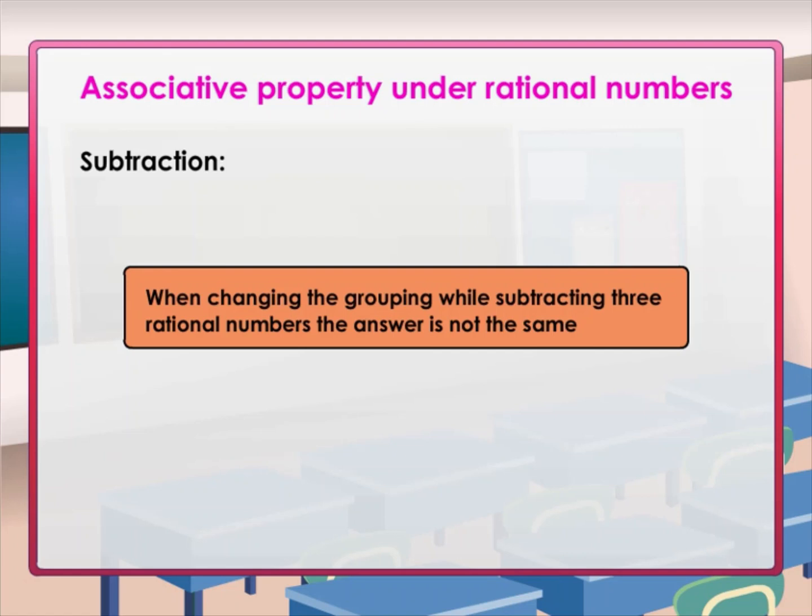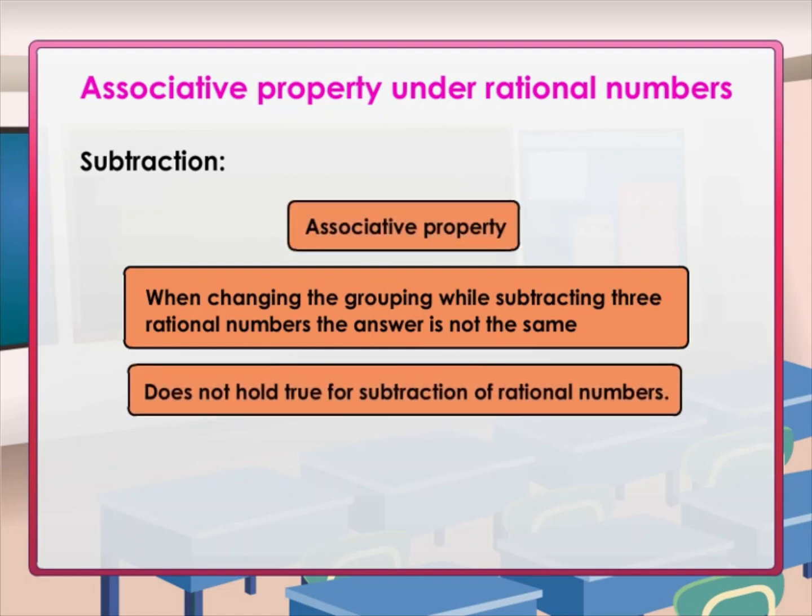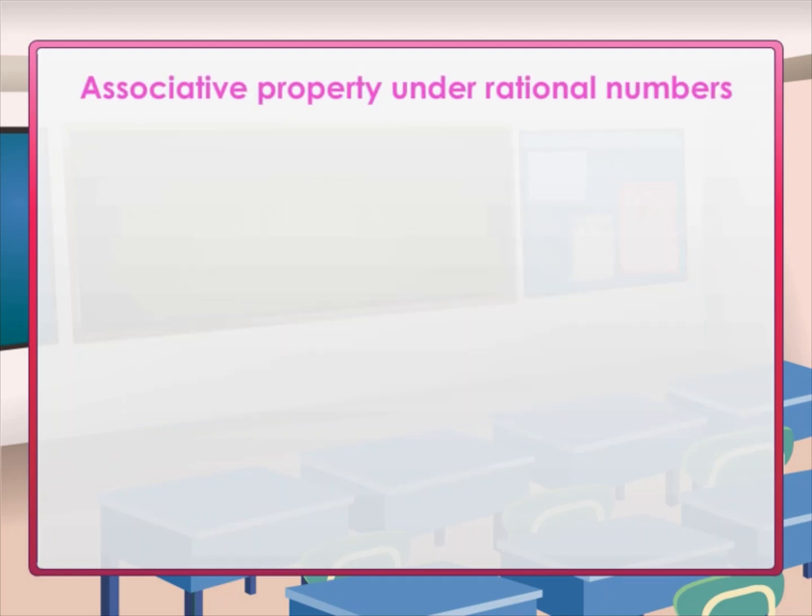When changing the grouping while subtracting three rational numbers, the answer is not the same. And you know what it means is that associative property does not hold true for subtraction of rational numbers. Now let us look at the proof for associative property under rational numbers.